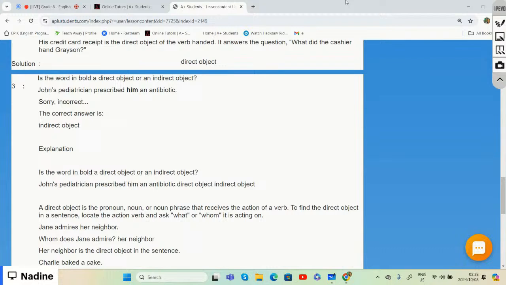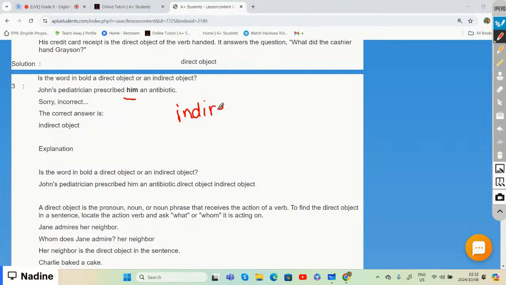If we were to identify whether him is a direct object or indirect object, we will say this is an indirect object. This is an indirect object because him you will find between the verb, which is prescribed, and the direct object, which is antibiotic.